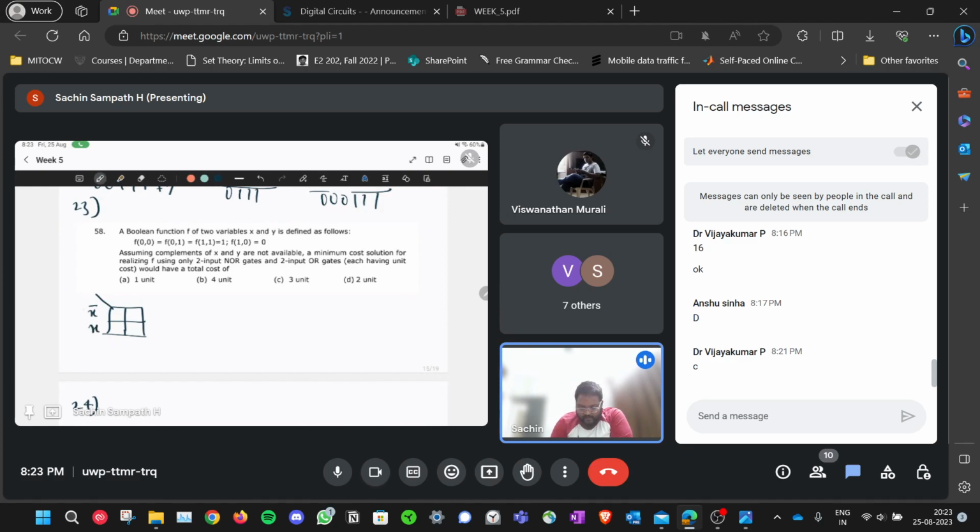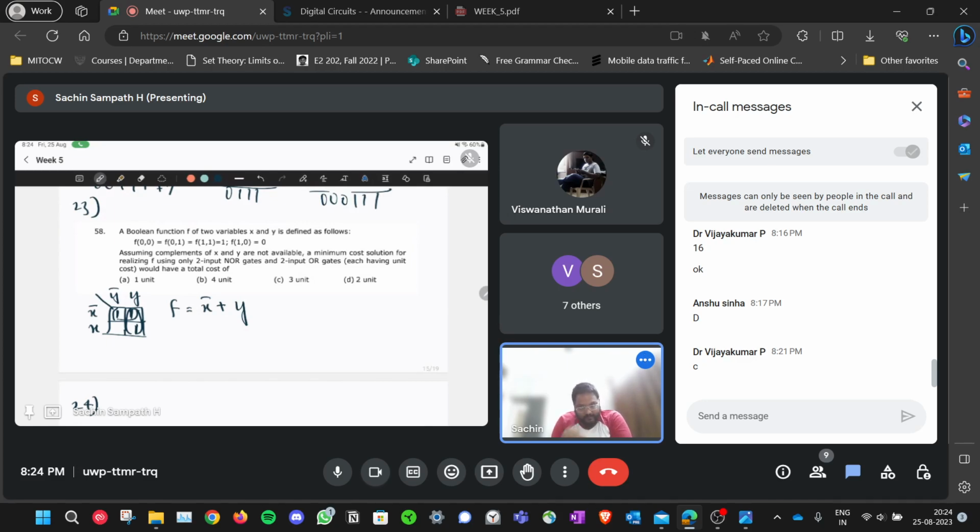X bar x and y bar y. 0 0 it's 1, 0 1 it's 1, 1 1 it's 1, 1 0 it's 0. So you can group these two and these two. So f is x bar plus y.